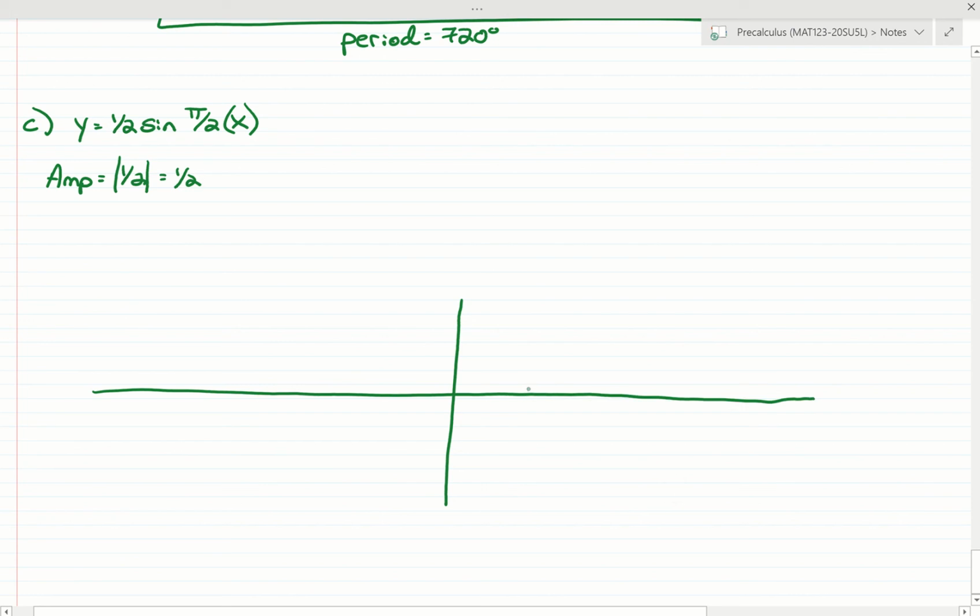I am going to be in radians. The highest we're going to go is 0.5. The lowest we're going to go is -0.5. We have 1 pi over 2, 2 pi over 2, 3 pi over 2, and 4 pi over 2.